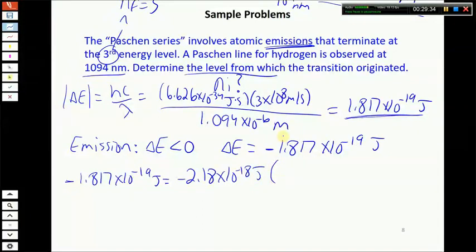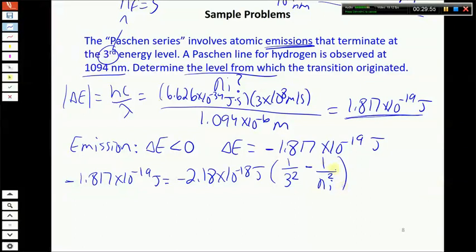Z squared is just 1, so we leave that term out if we wish. And then our final value of n for the Paschen series, it terminates at 3, so our nf is always going to be 3 for the Paschen series. And then what we're solving for, again, is the initial value of n. Where did that electron start when it relaxed to the third energy level and gave off this photon.